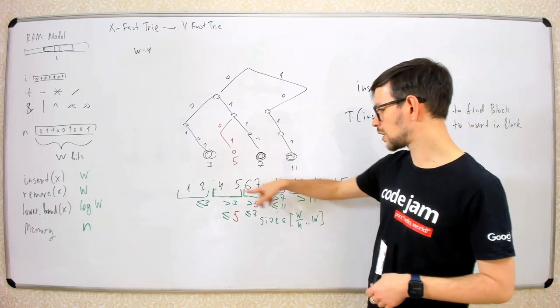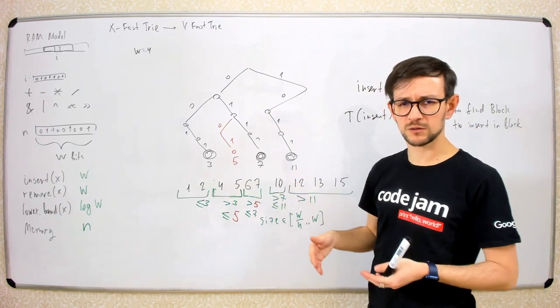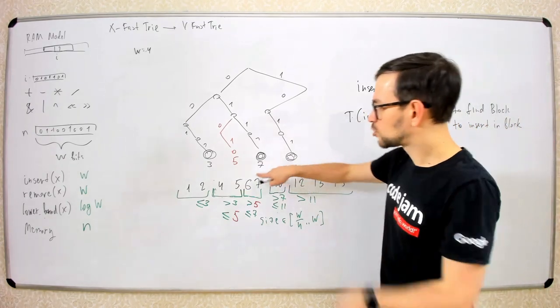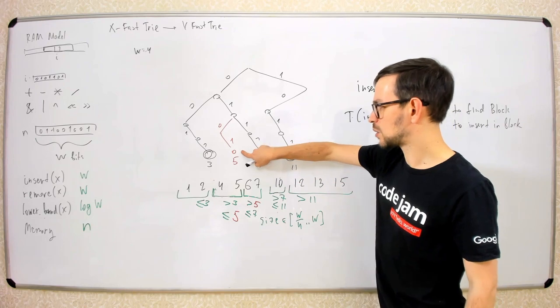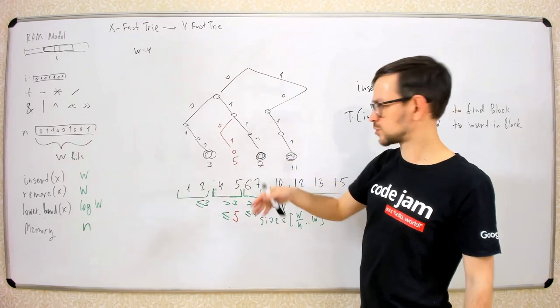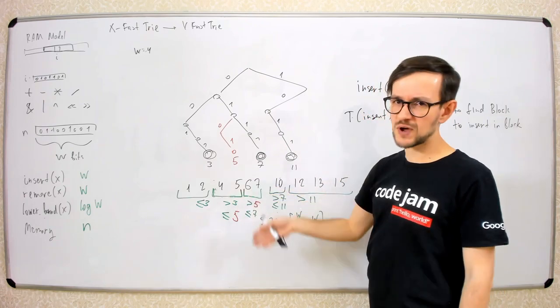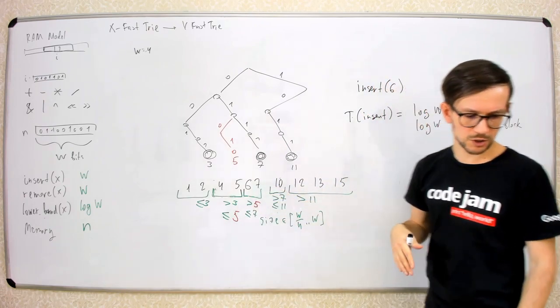How to split the block? I will just split it manually. I will spend W time. So I need to add a new element here. When I need to add an element here, I need to spend W time. So I can spend another W time just to iterate through all elements here, find the middle point, and so on.